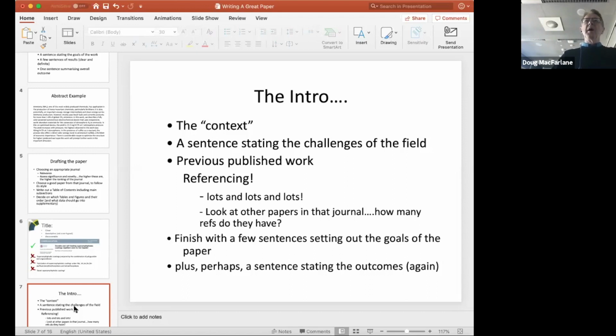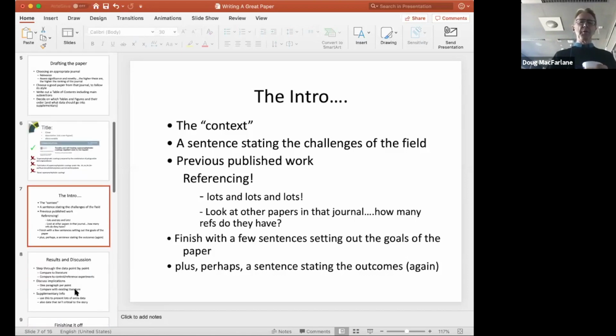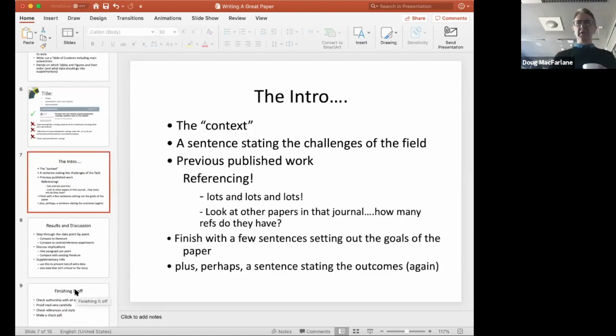And often, to make sure that the reader doesn't miss a key point, it doesn't do any harm to have a sentence stating the headline results. Again, this is a little bit like what's in the abstract, but it doesn't do any harm to repeat it as long as it's not direct. Don't just copy and paste the words, but if you can put it a different way, perhaps a slightly expanded wording than is in the abstract, then that's okay.